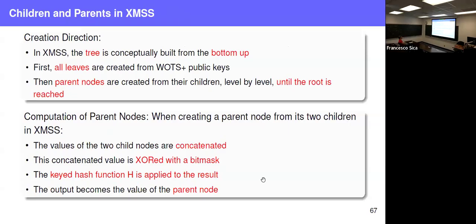Okay. XMSS builds its tree from the bottom up. It means that at first the children are created, and then parent nodes are created by concatenating two children and then XORing with a bit mask. I already explained them.